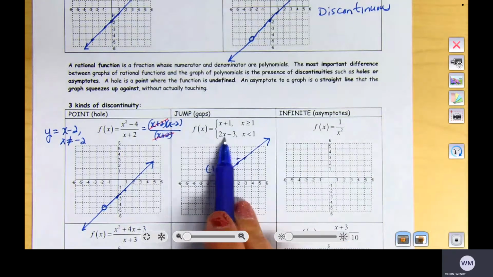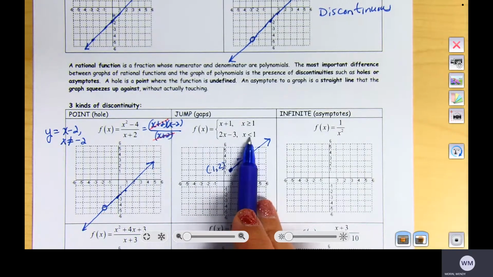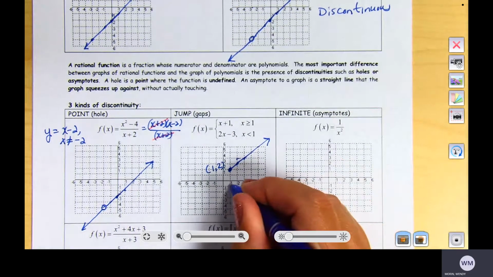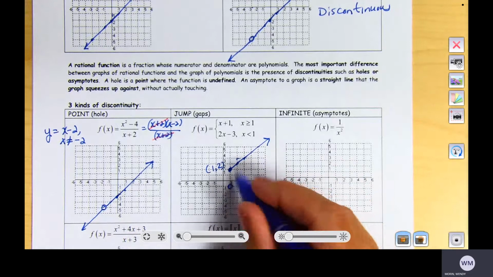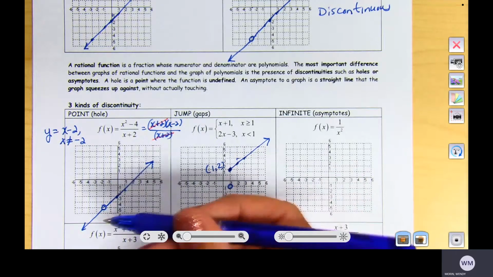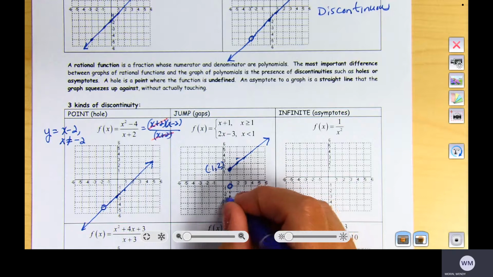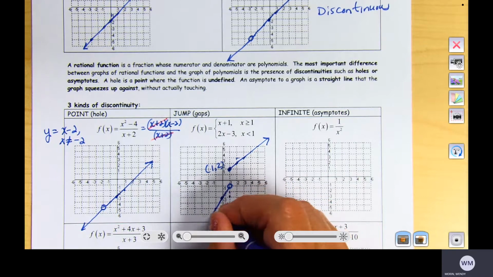Now let's do this piece. When you plug in 1, you get negative 1. But it's not equal there, so it's going to be an open circle at 1, negative 1. And we can use our slope of 2. We can go up 2 over 2, but we have to go in that direction. So we're going to go down 2 over 1. Sorry, down 2 over 1.